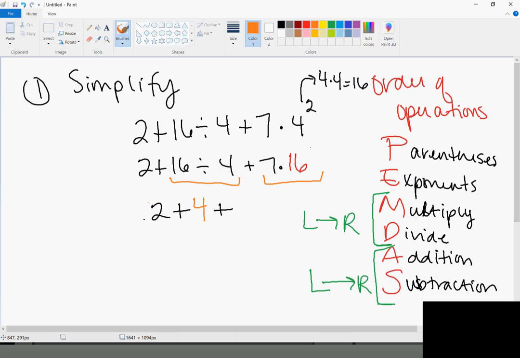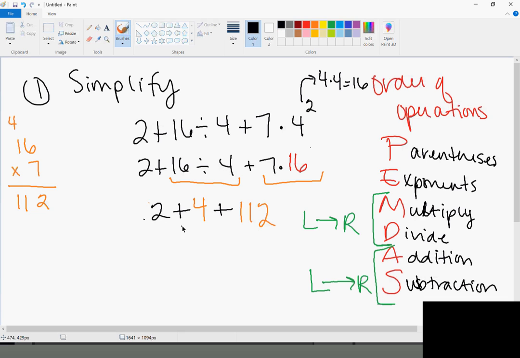So 7 times 16. I'm going to write that down on the side because I don't know what that is off the top of my head. 7 times 16 is the same thing as 16 times 7. So 7 times 6 is 42. I'm going to write the 2 and carry the 4. Then 7 times 1 is 7, plus 4 is 11. So we have plus 112.